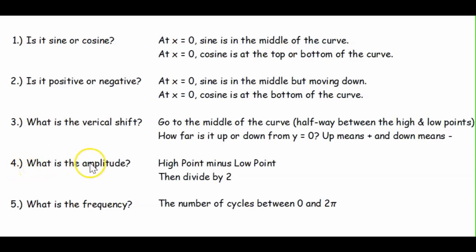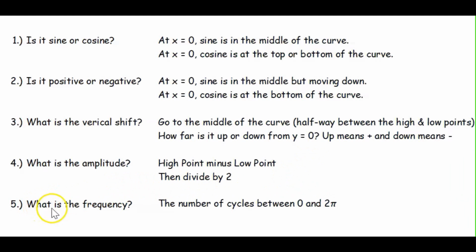All right, then step 4, you're going to ask, what is the amplitude? Remember, the amplitude is the number that goes in front of the function, okay? And what you're going to do is the highest point minus the lowest point, and then divide by 2. So if the highest point of the curve is at 14, and the lowest point of the curve is at 6, you're going to do 14 minus 6, that's 8. Then you're going to divide by 2. 8 divided by 2 is 4. That would mean the amplitude is 4, and you would put a 4 in front of the function, okay?